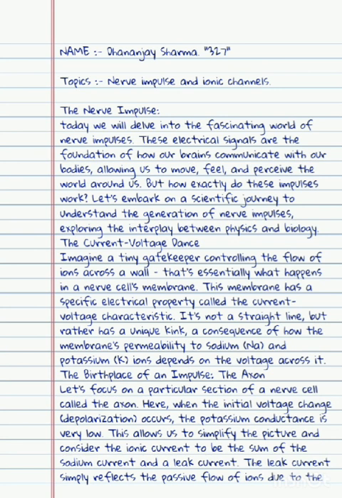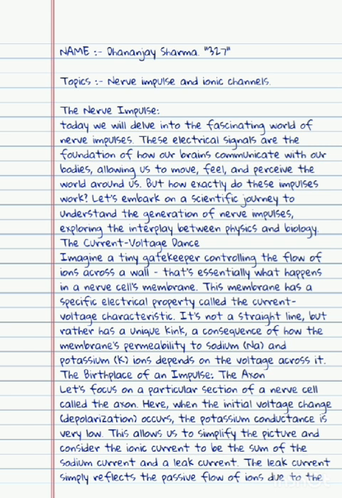The nerve impulse. Today we will discuss the fascinating world of the nerve impulse. These electrical signals are the foundation of how our brain communicates with our body, allowing us to move, feel and perceive the world around us. But how exactly do these impulses work? Let's embark on a scientific journey to understand the generation of the nerve impulse, exploring the interplay between physics and biology.